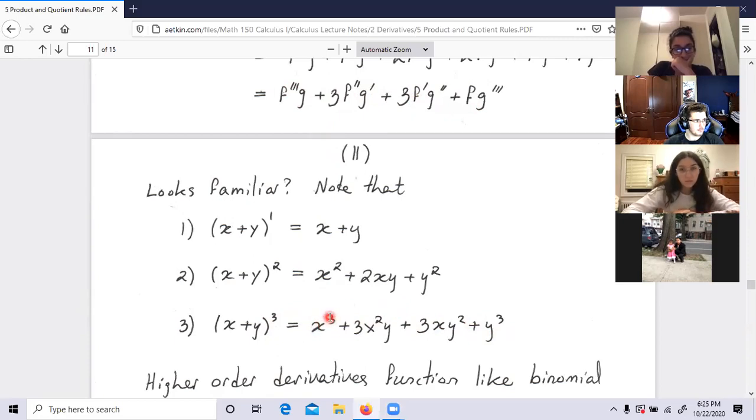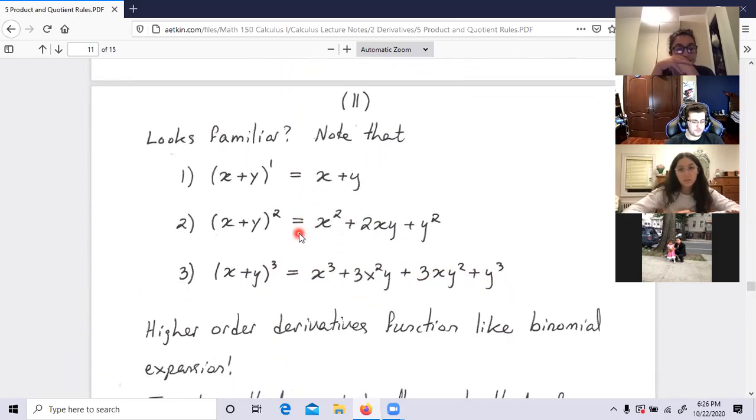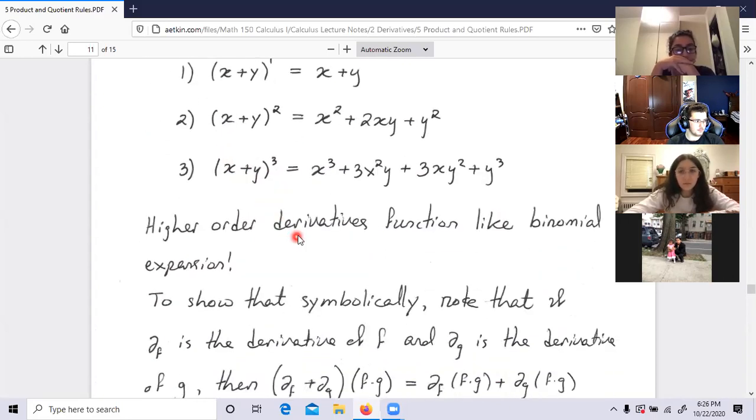Except instead of x cubed, I see the triple derivative of the first function. And instead of y, I see the derivative of the second function, right? So whenever I see y squared, it's the double derivative of the second function. X squared is the double derivative of the first function. So the derivative acts on products of functions just like the binomial acts on expanding the sum of two terms to the power of n.